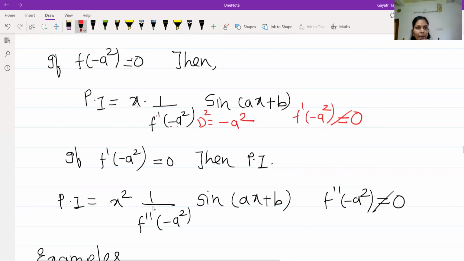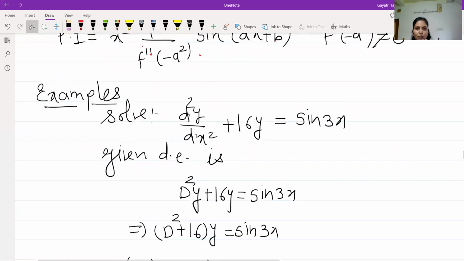But if it comes to be 0, then again what do you have to do? There is one x already, so again multiply by x, so x into x will be x square. Take the derivative the next time, so it will be f double dash, and in the second derivative you have to put D square equals minus a square. So always keep in mind what is meant by a: a is the coefficient of x in the trigonometric term. First take a, square it, and then multiply by minus. So we will see the next problem.